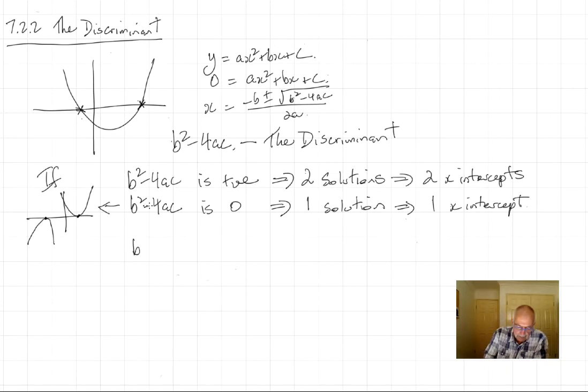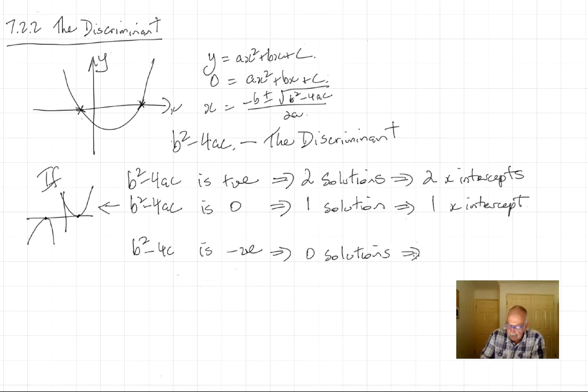If b squared minus 4ac is negative, we get a negative quantity, and as you know, in the real number system, which is the xy plane, we can't have the square root of a negative number. It's all right in the complex number system, but in the real number system there are no solutions, and there are no x-intercepts.